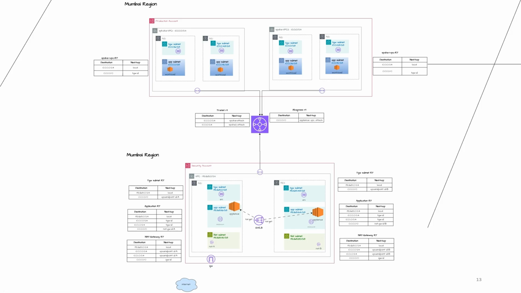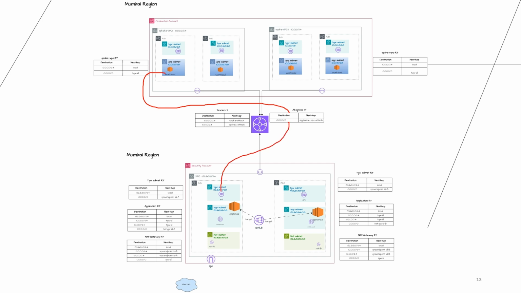Let me draw a sketch here. Just a second. So this is how it sends the traffic, and it will look at this particular transit gateway route table, the default route table for the transit gateway, and it will come here. At the transit gateway, this is the egress route table, which says if you want to go to any network, you should go with the appliance VPC attachment, which is the security VPC attachment.